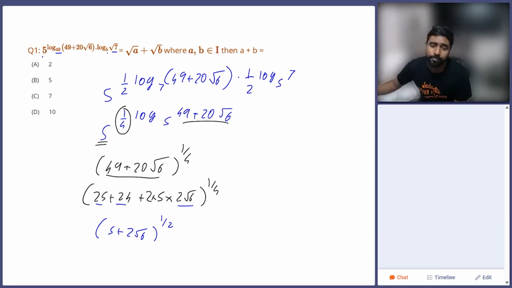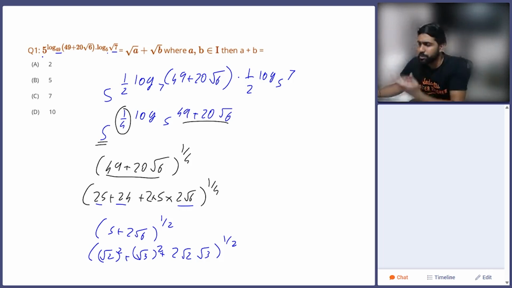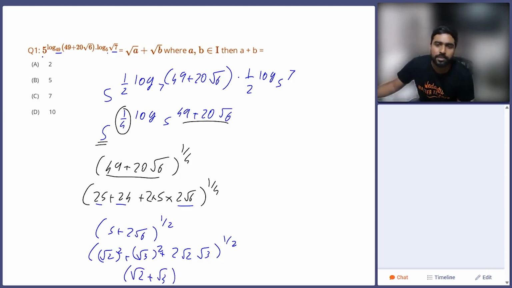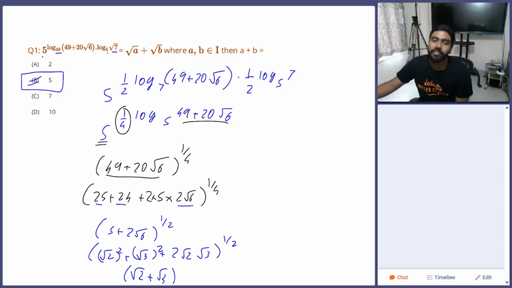Now how can I break 5 plus 2 root 6? I can write this as root 2 square plus root 3 square plus 2 into root 2 into root 3, power 1 by 2. What is this? This is root 2 plus root 3 the whole square, which is equal to root 2 plus root 3. So root a plus root b is root 2 plus root 3. So a plus b will be equal to option B, 5 over here.